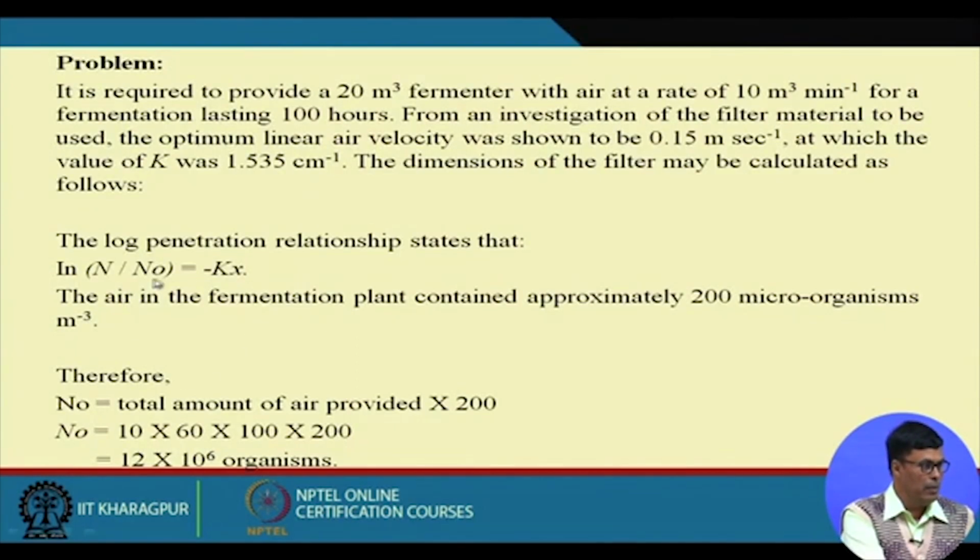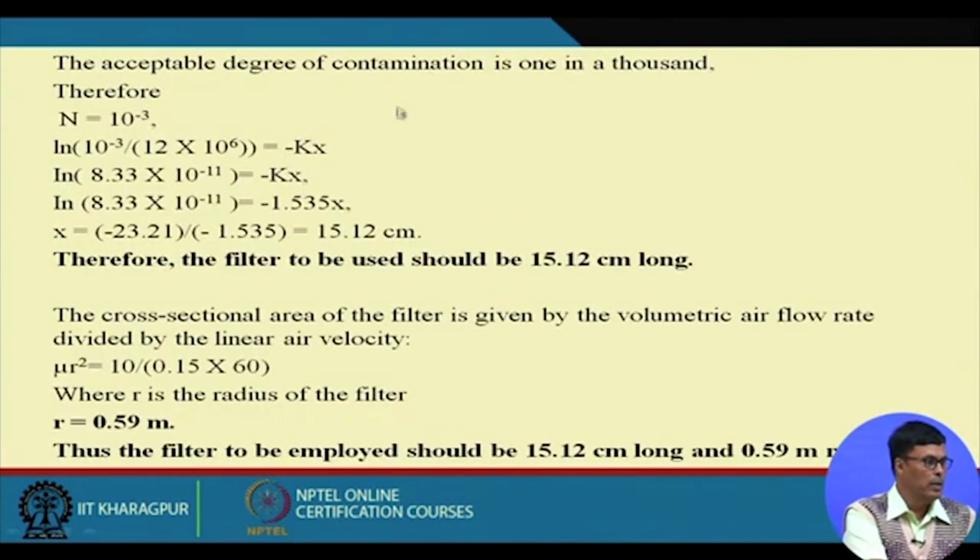We have n/n0 equal to K into x. Then we can find out what the n0 value is. How do we calculate it? We assume the air contains about 200 microorganisms per cubic meter. The air flow is 10 cubic meter per minute, multiplied by 60 minutes per hour, then 100 hours we want to operate. So we will find out how many microorganisms there are. Then we find out the n value, because the acceptable degree of contamination is 1 in 1000.